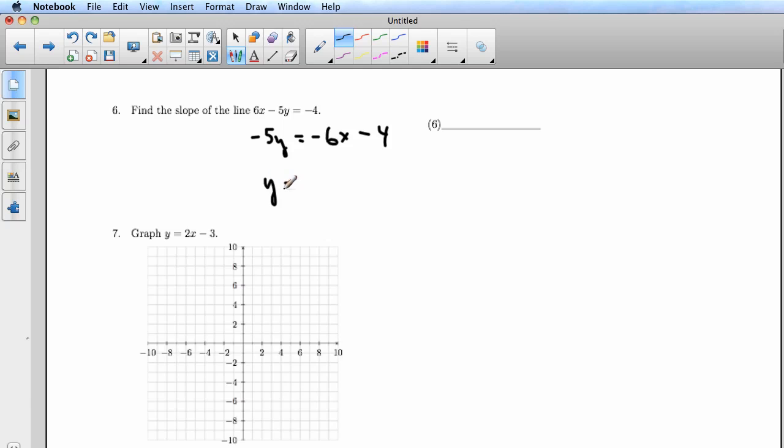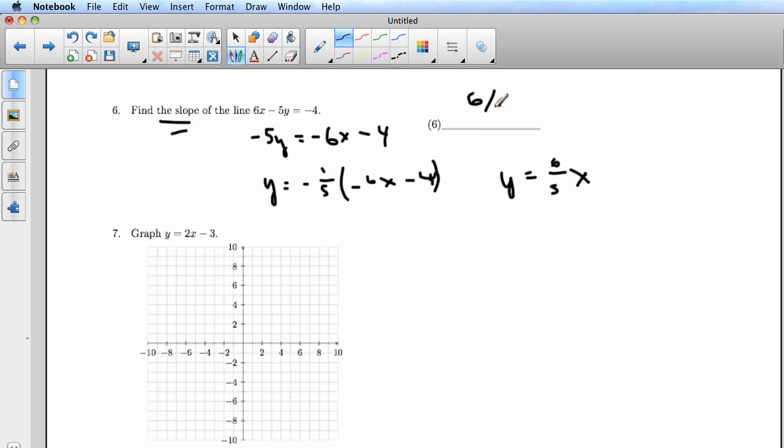On this side, multiplying by negative 1/5 will give me just y. Over here, I'll have negative 1/5 times negative 6x minus 4. And so I'll rewrite that as y equals, so negative 1/5 times negative 6 is positive 6/5 x. And of course I can do the rest of it, but I know that that's going to be the answer. The answer I want is the slope, and so that means the slope is 6/5.